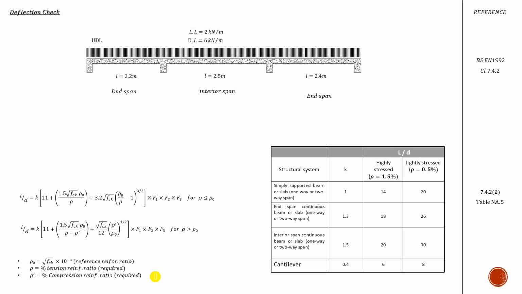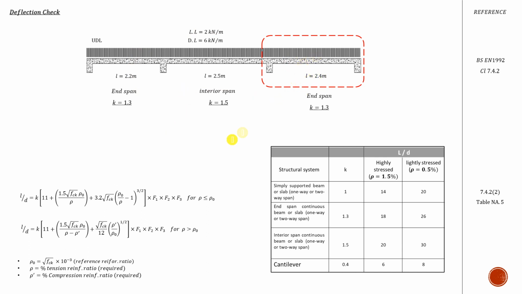So this is our example. Now, here's the value of K, which depends again. For end span, it's 1.3. For interior span, it's 1.5. Now I would have to check each one, but for the sake of saving time, I'm just taking this interior span. I'm checking the deflection against this one. If this one passes, then most likely all of them would also pass.